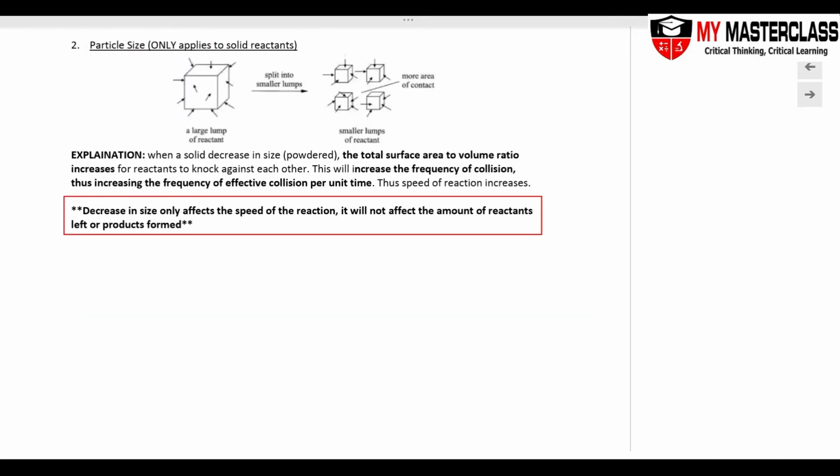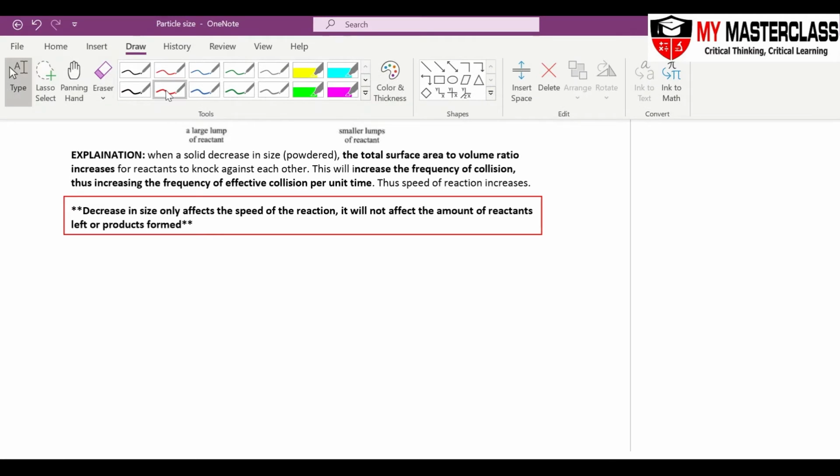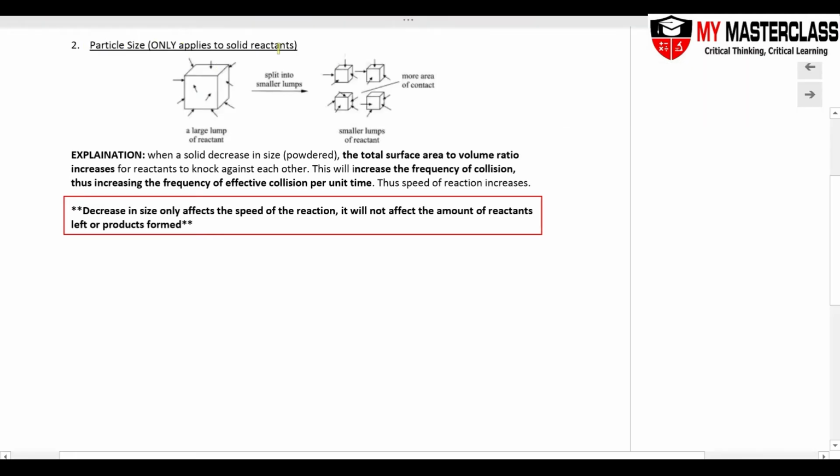The next factor that we are going to look at is the particle size. How does size affect the speed of reaction? This one will only apply to solids, because for a solid I can see the size increase or decrease. What happens when a solid decreases in size? When it becomes powdered, the total surface area to volume ratio increases. So small size, large surface area to volume ratio. There is more surface area for the reactants to knock against each other.